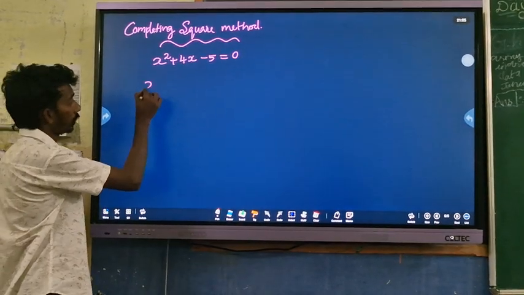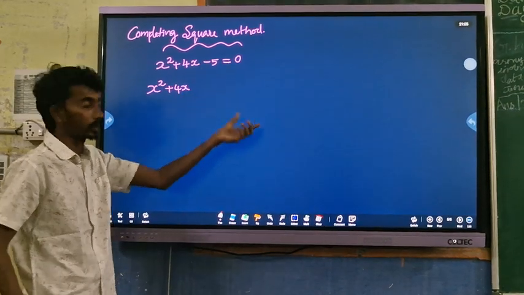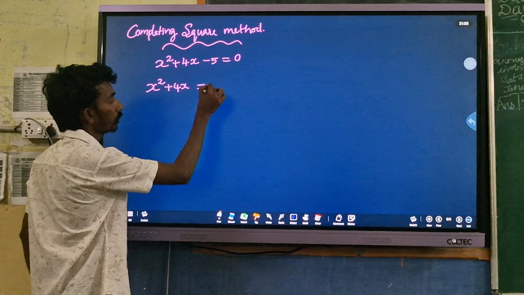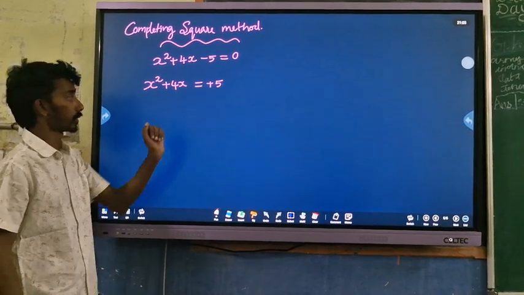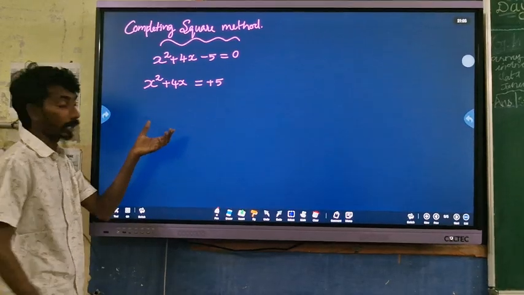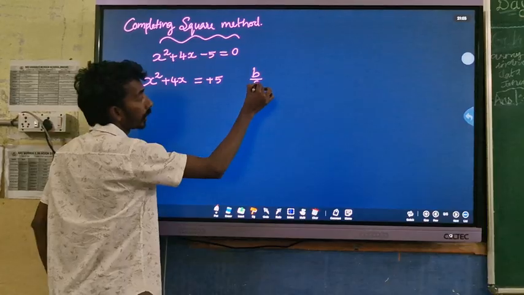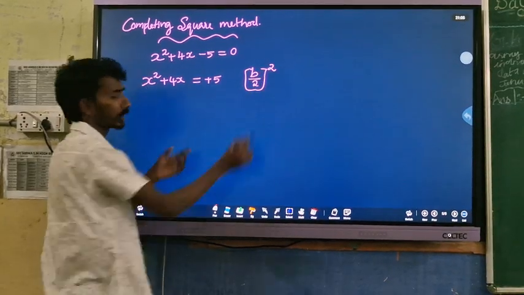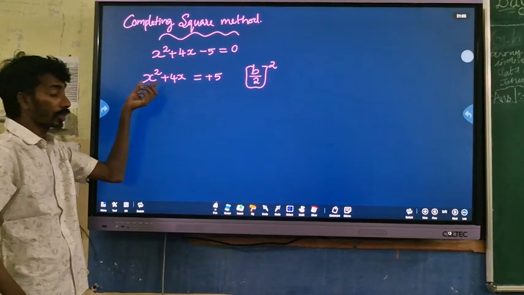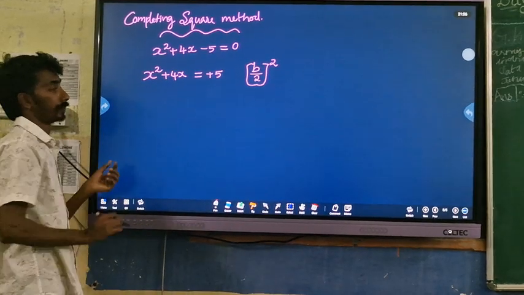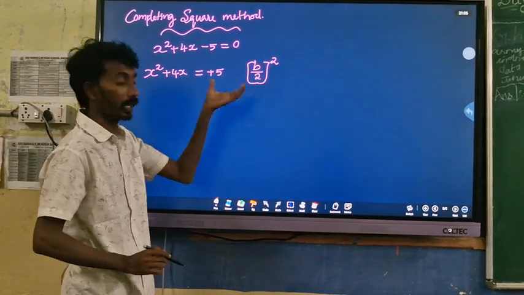First step, we write x square plus 4x, and this minus 5 we take to the other side of the equation, where it changes to plus 5. So x square plus 4x is equal to plus 5. Next we have to square and add one number, which is b by 2 whole square. b is nothing but the coefficient of x, where the coefficient of x square will be a and the constant term will be c. So we have to add b by 2 whole square.